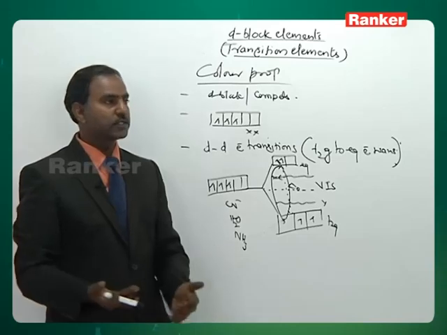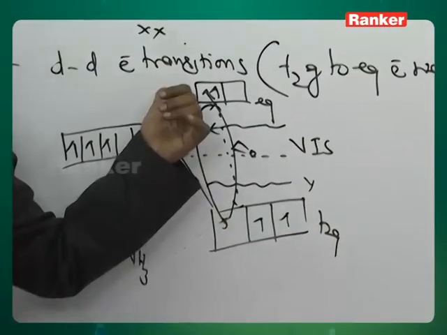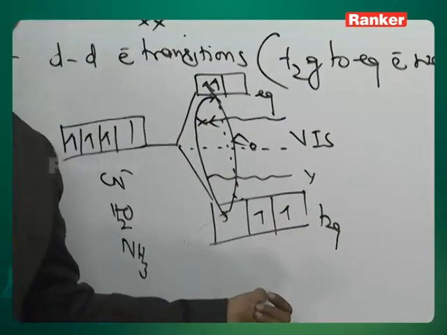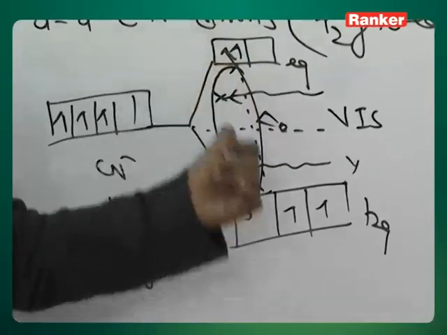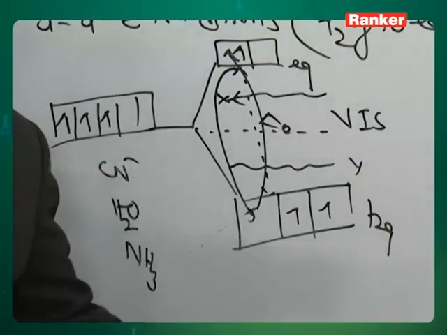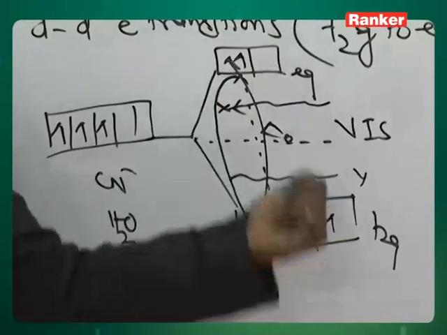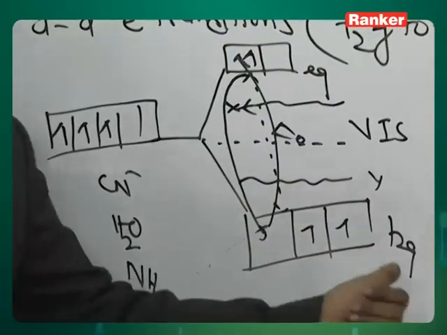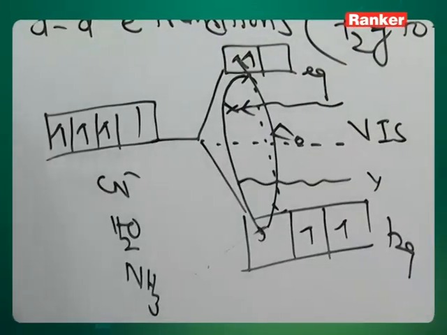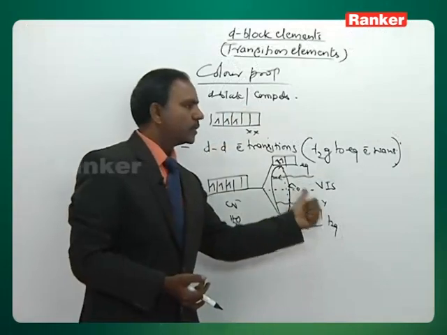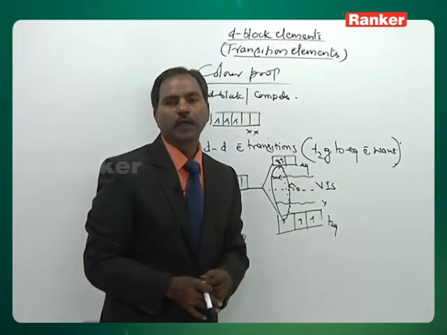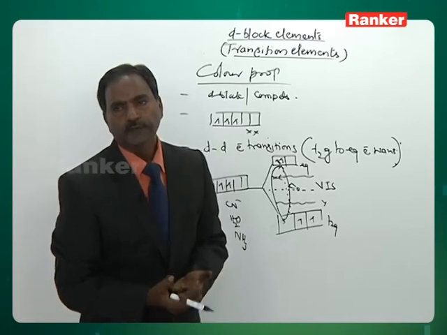What is this d-d transition? Both are d orbitals only. The lower energy level is d orbital, the higher energy level is d orbital. This we call d to d electronic transition or t2g to eg electronic transition. This is the reason for most of the d block elements and their compounds exhibiting color.